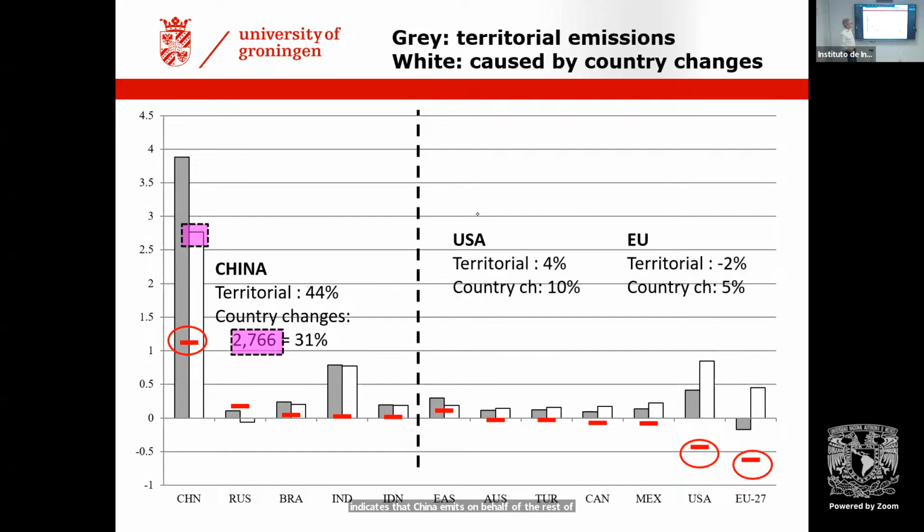Here is the USA, and you see the USA and in particular the European Union are net importers of emissions. And so is Mexico, so is Canada, even Turkey and Australia. The others are exporters.